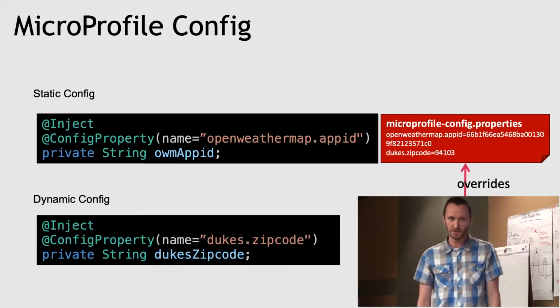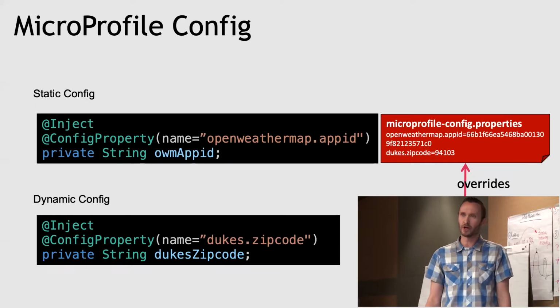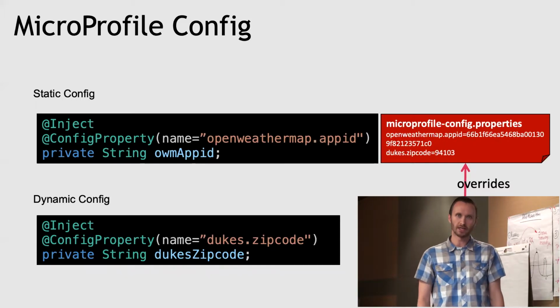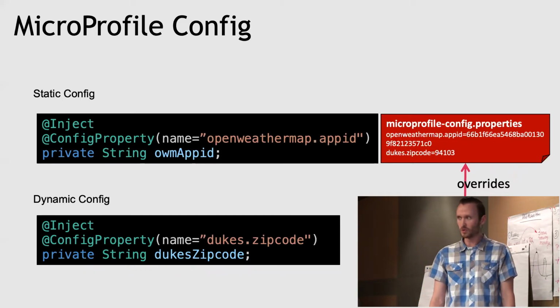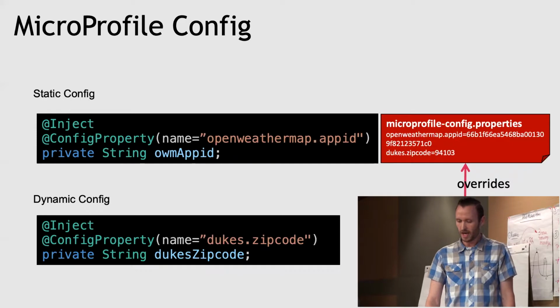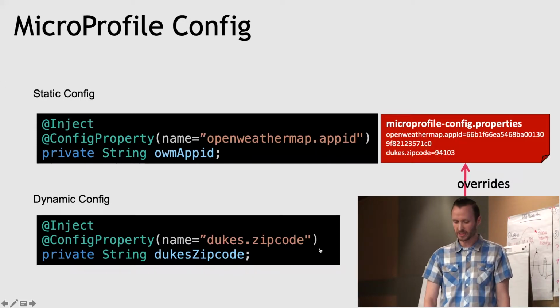MicroProfile Config is just a standardized way to do configuration. Very simple, nothing complicated here. In this case, you do an inject, again using CDI, and you define the ConfigProperty annotation. You give it the name. You can also give it a default value. And I'll go through how you can actually specify the values.